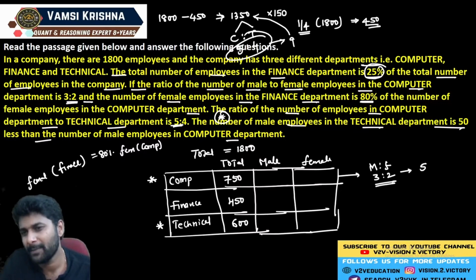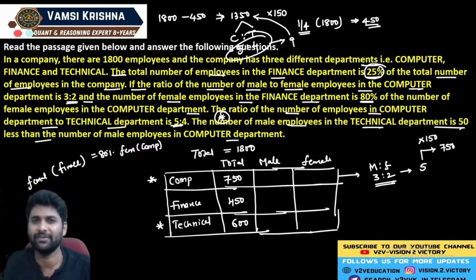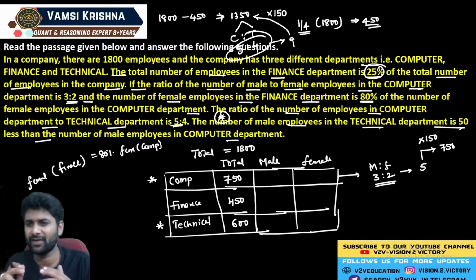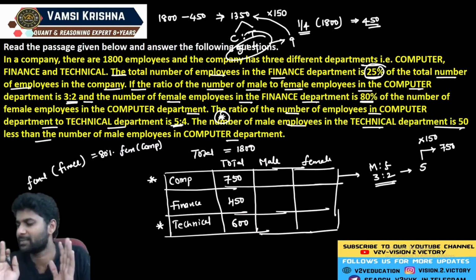So if there are 5 people, 3 people are male and 2 people are female. So what is the total strength we have? 750, right? Now multiply here. Each number is multiplied exactly by 150. See, 5 15s are 75 and 5 multiplied by 150 becomes 750.